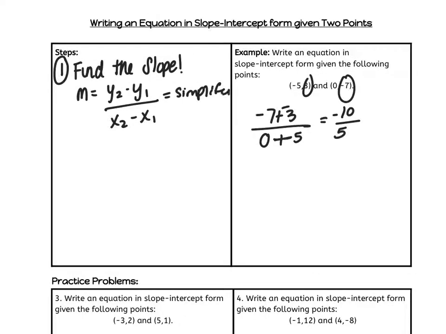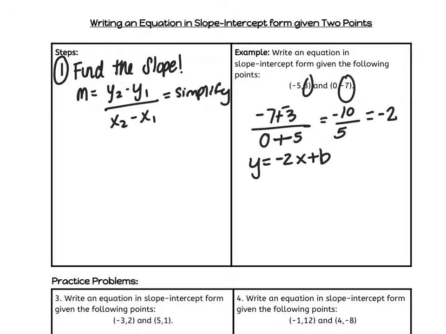Remember, you always want to simplify to the best of your ability. If you can make it a whole number and no longer a fraction, do that, but you don't want to turn it into a decimal. I can simplify -10 over 5 into -2. From here, I am going to fill in the information that I do know. So at this point, I know that y is equal to -2x plus b.